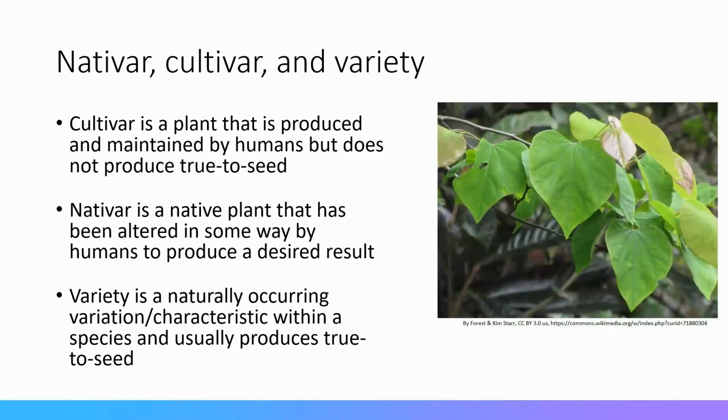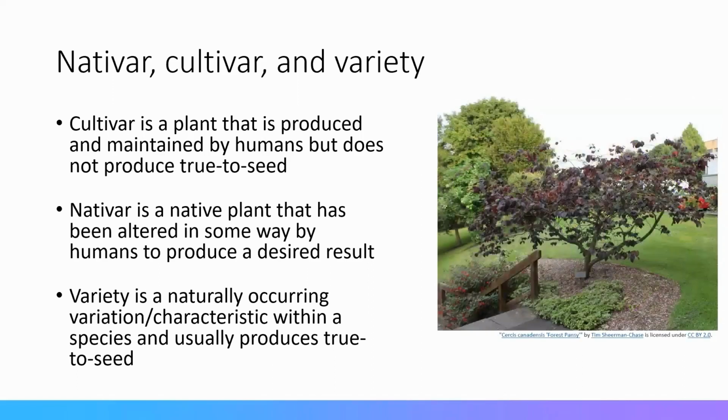Here we've got the leaves, typical heart-shaped leaves for our redbuds, kind of a greenish color. When they're young, you can see here the leaves are kind of a copper color, but they will turn green as they get older. Here we have a cultivar called Forest Pansy. You can see those leaves are a purplish reddish color. So this is done by crossing different plants and breeding. This required human intervention to get this. So this would be a cultivar, or since this is a native plant, you could call it a nativar. So that's the difference there.